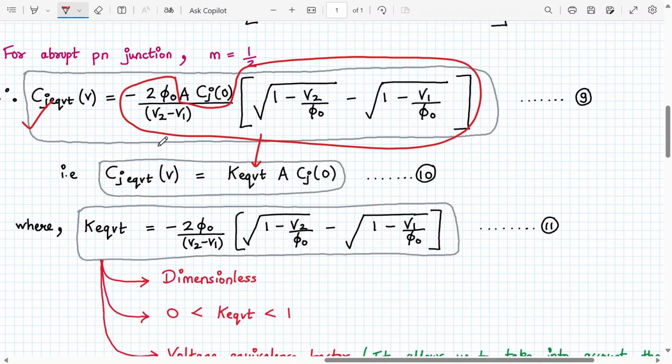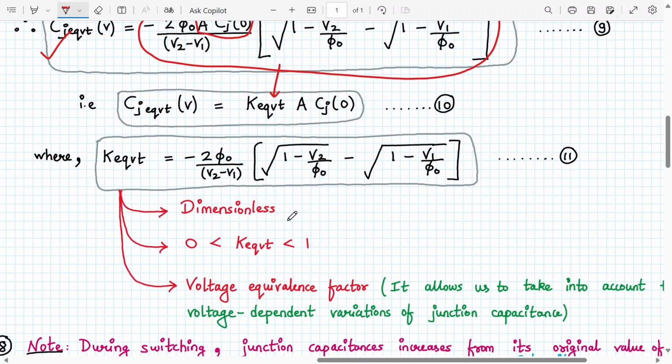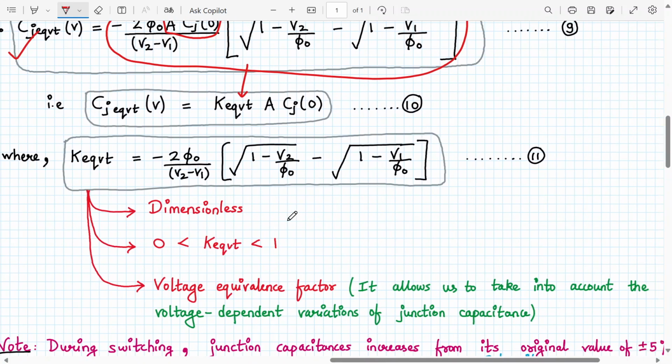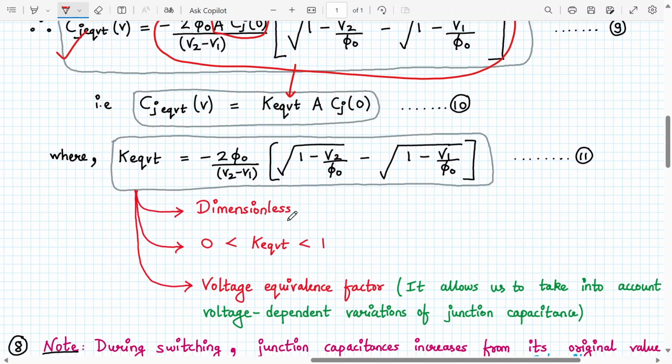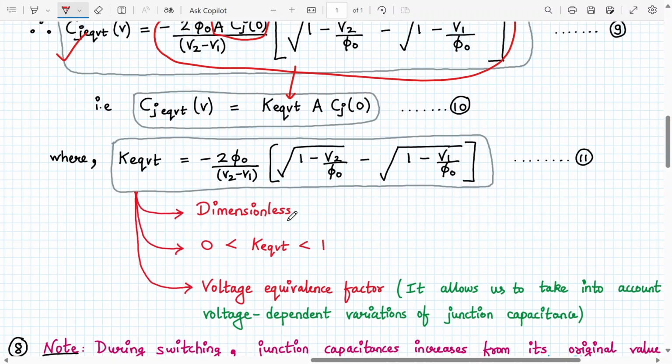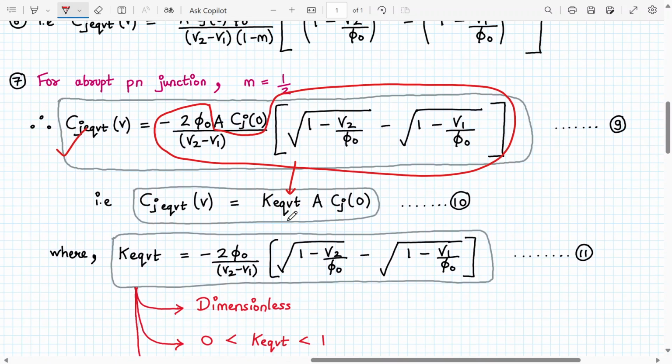So it will be minus 2 phi naught, (V2 minus V1) divided by (V2 minus V1), into the square root of (1 minus V2 upon phi naught) minus the square root of (1 minus V1 upon phi naught). It is called the voltage equivalence factor. It allows us to take into account the voltage dependent variations of the junction capacitances. So this k equivalent term is dependent upon the change in the bias voltages. It takes that into account. Understood?